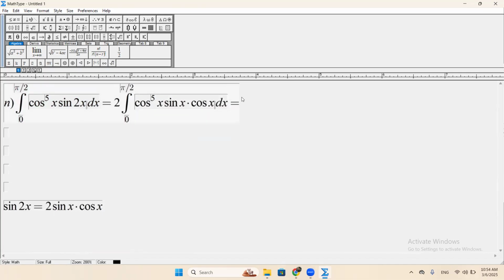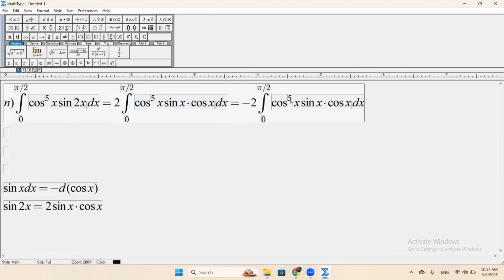Now let's use the differential entry technique. So sine of x dx equals minus the differential of cosine of x. So we get minus 2 cosine of x to the power of 6 multiplied by the differential of cosine of x.